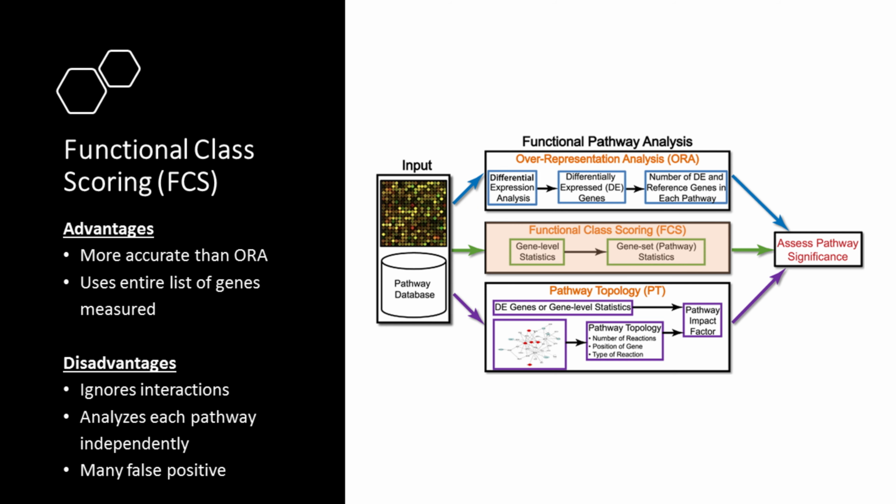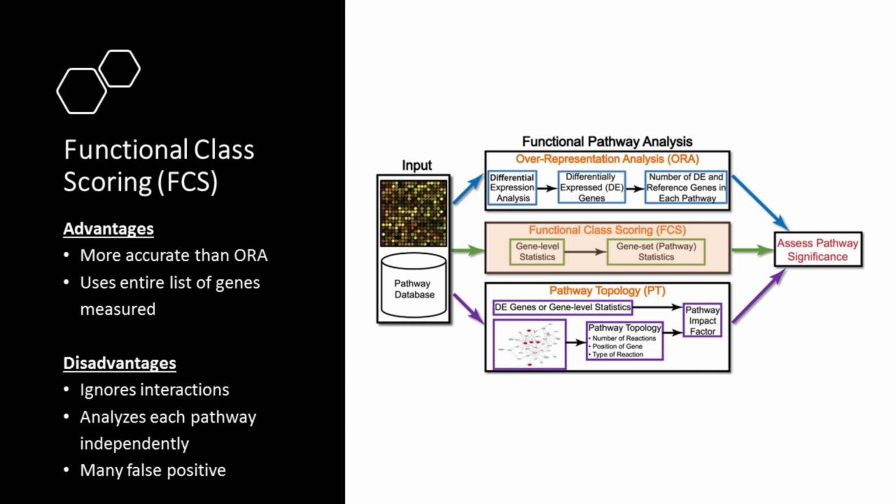A slight improvement on enrichment analysis approach is what's called functional class scoring. You may have encountered gene set enrichment analysis, or GSEA, which was pioneered by the Broad Institute. In this particular model, it is more accurate than the simple enrichment model because in this method we're going to use the entire list of genes that were measured.